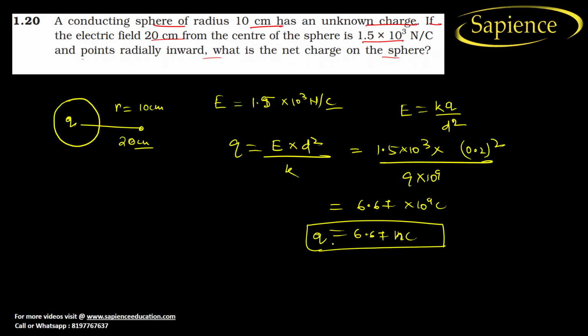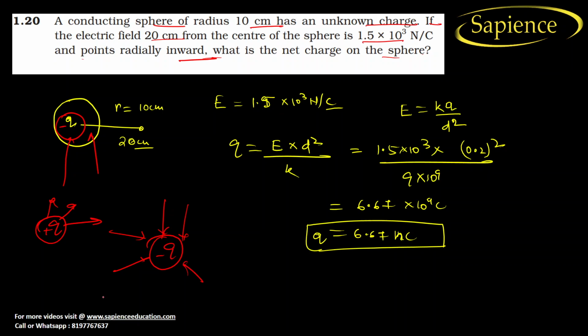Now you are thinking about what the polarity of this charge is. Since they have told you that the electric field is going radially inward, this will be possible only when the charge is negative, because if the charge is positive it will be radially outward, but whenever the charge is negative it will be radially inward. So I hope you have understood this one.